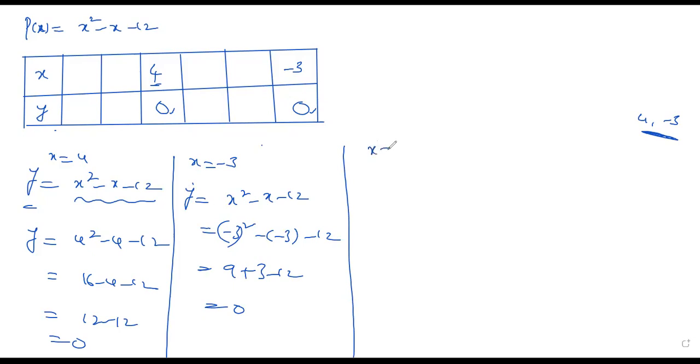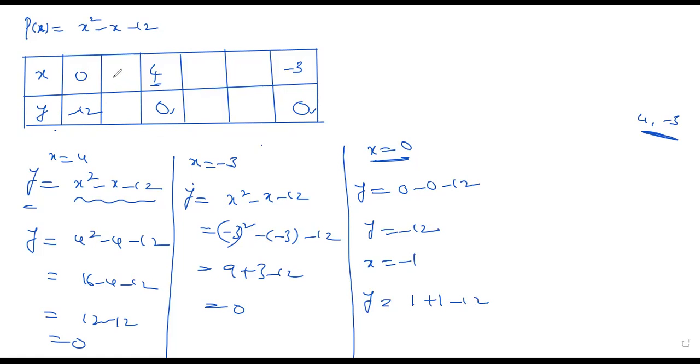Suppose you take x equal to 0. What is the y value? y is equal to 0 minus 12, so y is equal to minus 12. If you take x equal to 0, you get minus 12. Take x equal to 1 minus 1, so y is equal to what? 1 plus 1 minus 12, that is minus 10. x equal to minus 1 means we are getting minus 10.